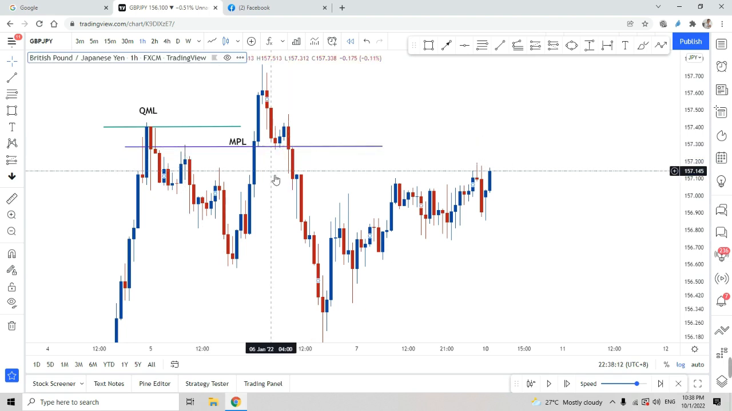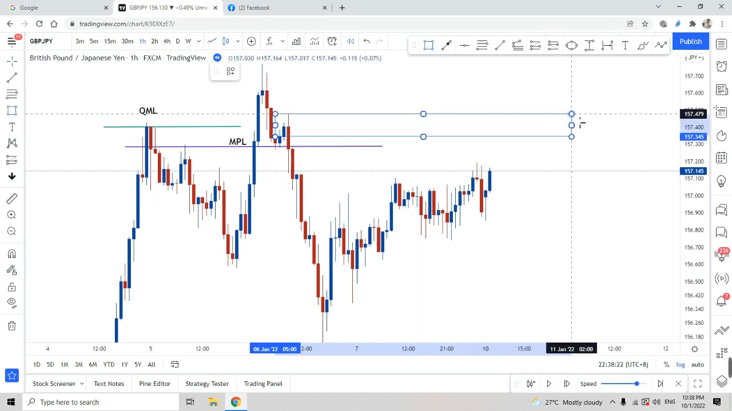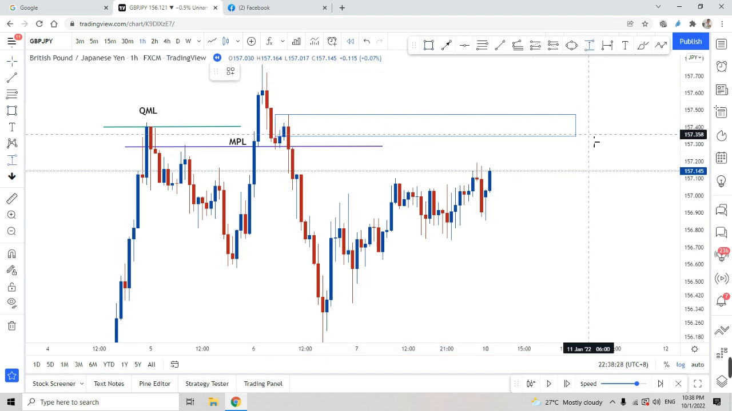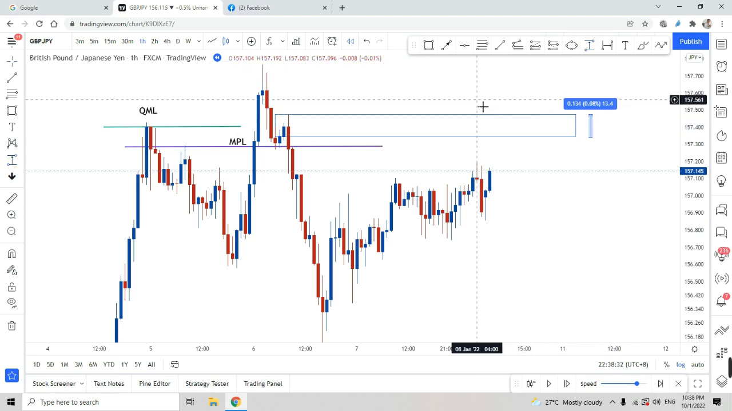All right, so next thing, where is the fresh zone above this MPL? There is only one zone. Where can it be? There is only one zone. What is your stop loss? Come on, guys. 13 pips. What else are you dreaming of?